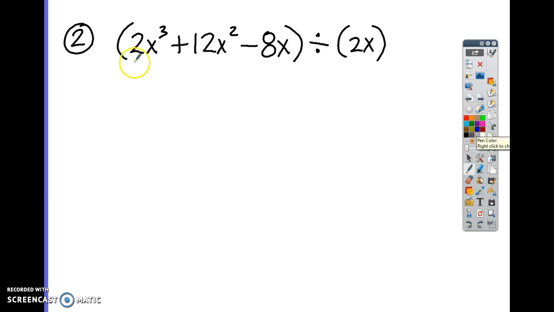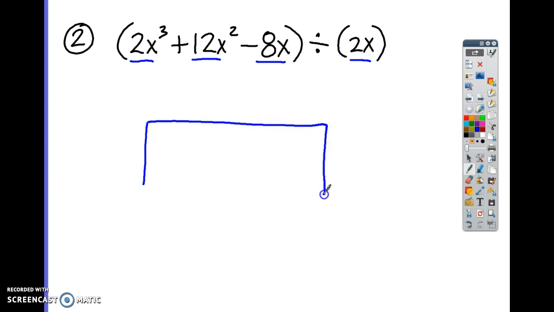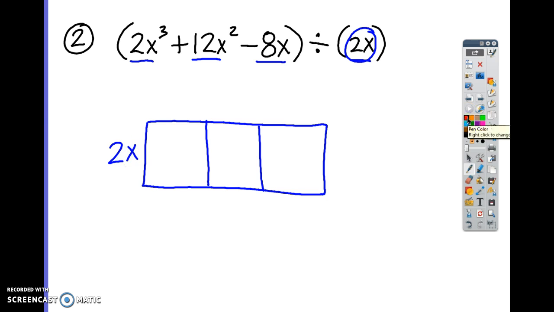Now there's 3 terms inside and there's 1 term outside. So when you draw the box, it's going to be a 1 by 3. So this term, the 2x, is going to go on the outside. And all of this is going to go on the inside. So you have 2x cubed plus 12x squared minus 8x. And then you start dividing.